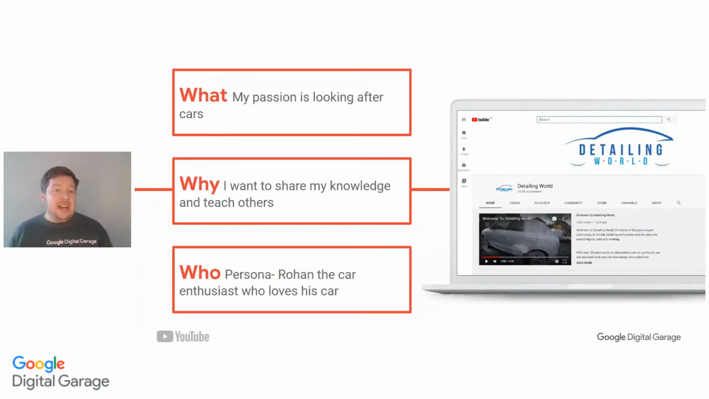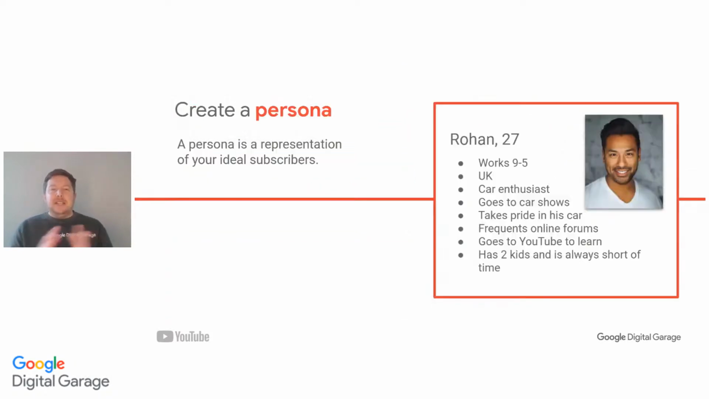So the what? My passion is looking after cars. Right. So straight away, you've got a concept of a business that maybe you're doing or want to do. Why? I want to share my knowledge and teach others, because you know that a little bit of knowledge can go a long way. Who? The persona Rowan, the car enthusiast who loves cars. So straight away, you've got a nice little story going on now that you can spend a little bit of time developing. You can spend a little bit of time to actually go, right, this is the route I'm going to go down.